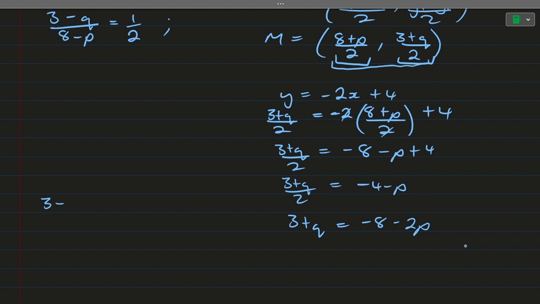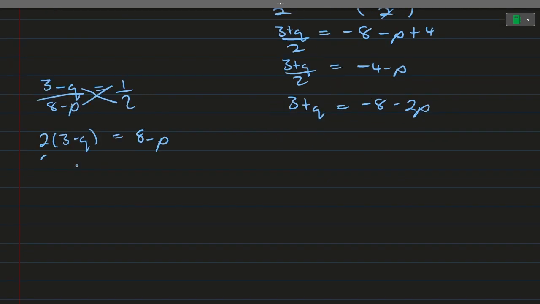Now we also have another equation in terms of p and q. That's 3 minus q over 8 minus p is equal to half. So let's also make it linear so that it's easier to see. So in this case we'll cross multiply. So that's 2 times 3 minus q is equal to 8 minus p. So this becomes 6 minus 2q is equal to 8 minus p. Now we can solve these two equations simultaneously.